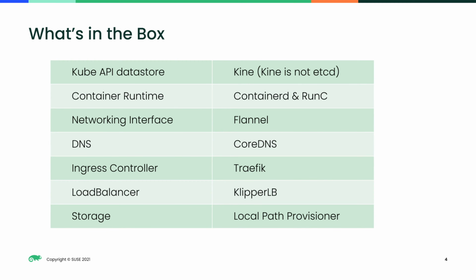For the container runtime, the actual piece that runs the containers itself, we use containerd, and then containerd uses runc. For the default CNI, the container networking interface, we have picked Flannel. This gives you a very simple overlay network, which gives us that simplicity. You can disable Flannel and use something else if you wanted to, but by default we use Flannel. For the kube DNS piece, we have chosen CoreDNS.